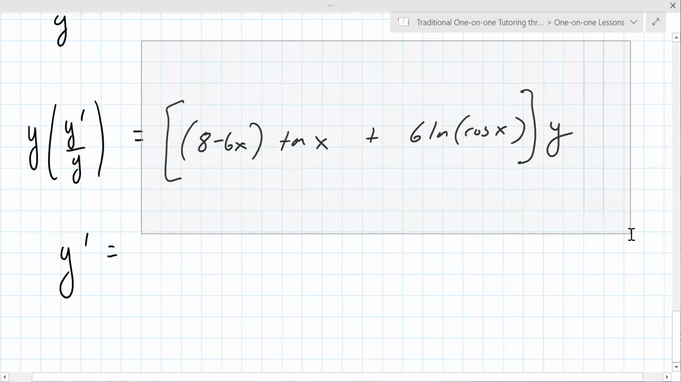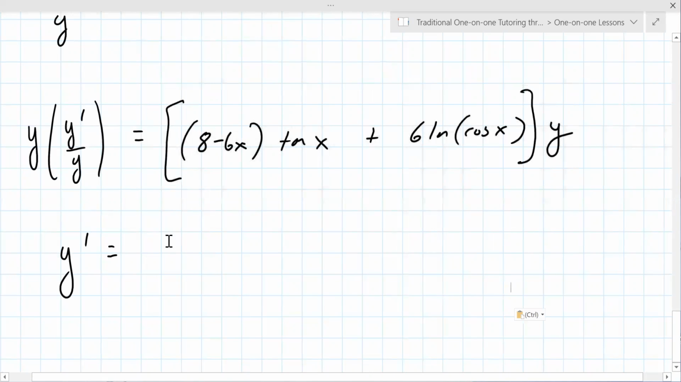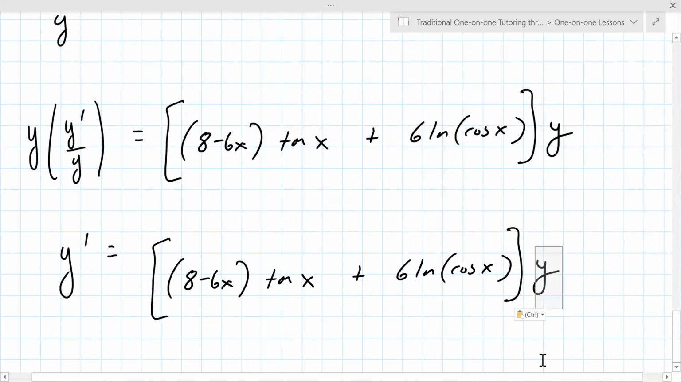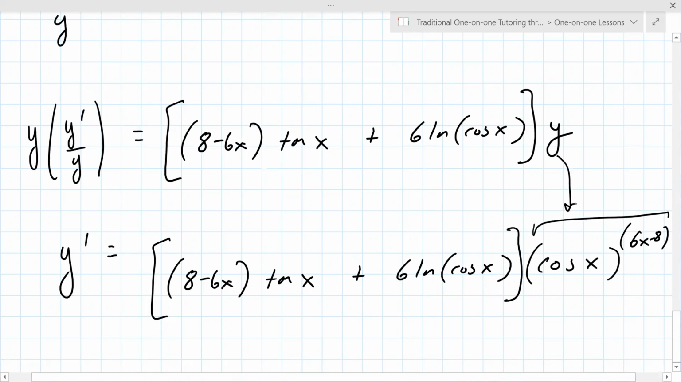You have to go back and ask, what was y? Well, y was your original function. Your original function was cosine x to the 6x minus 8 power. And so all of this is that y there. These always look real messy like this. They're not clean at all.